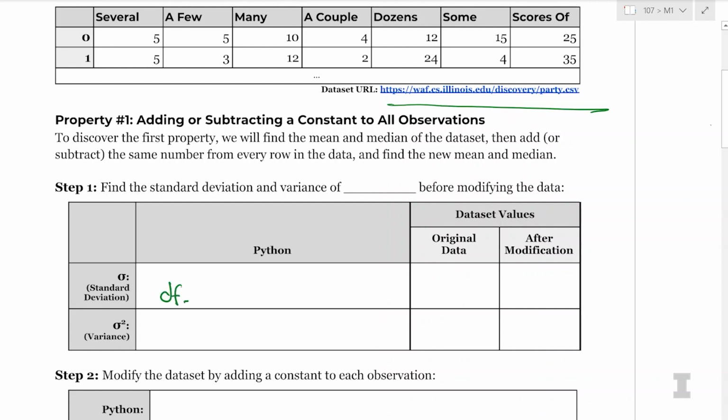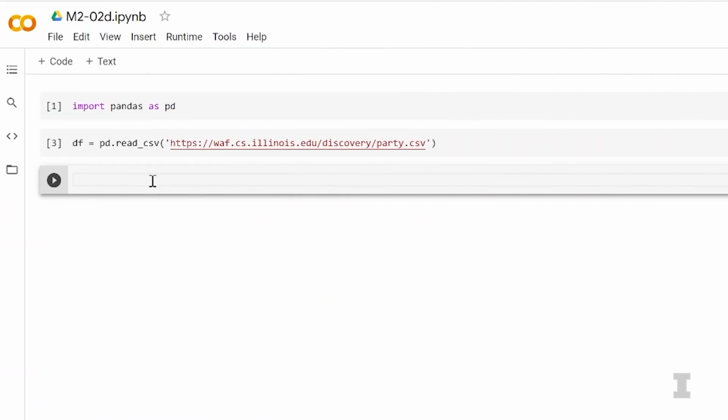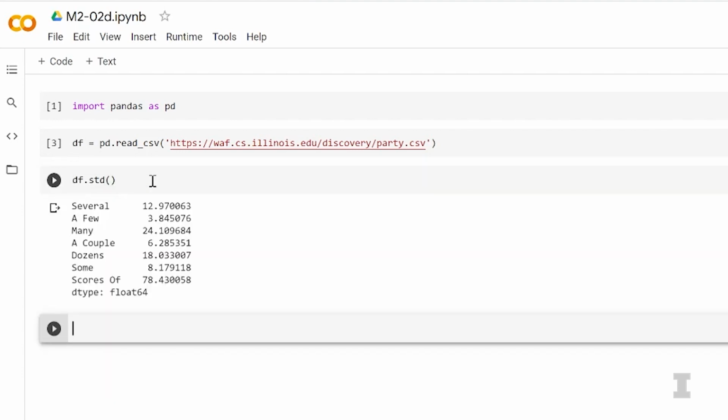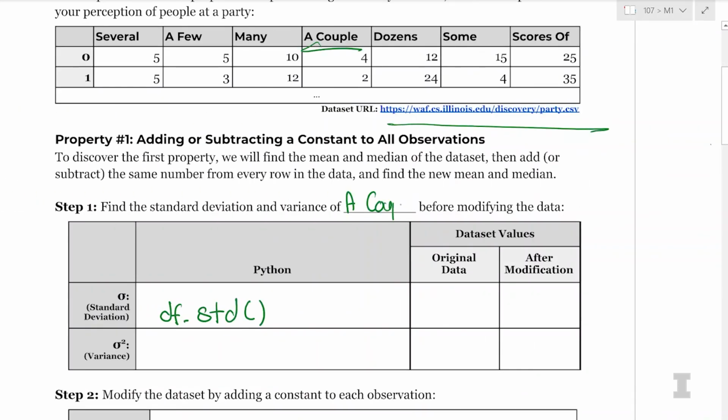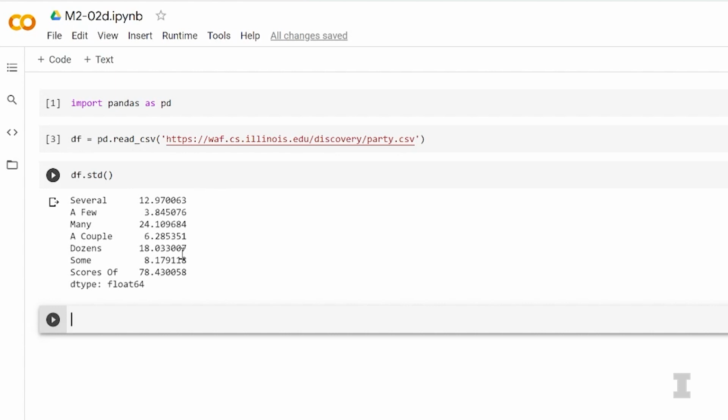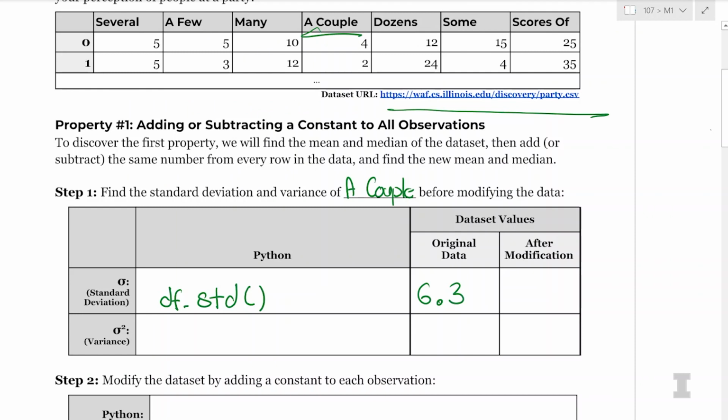So I'm going to go ahead and write for the standard deviation. I can find the standard deviation of all variables by doing df.std, open close parentheses. And that stands for standard deviation. For couple, I think our data column is called, let me look up here, it's called a couple. So we're going to look at the variable a couple. And what is the standard deviation for a couple? The standard deviation for a couple is 6.3.